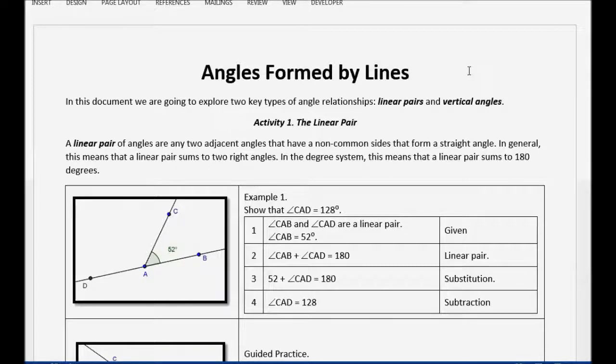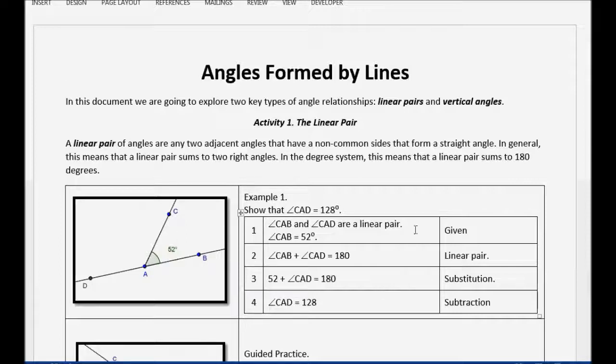Today we're going to be looking at angles formed by lines, and we're going to start off with the linear pair. A linear pair are two adjacent angles that have non-common sides that form a straight line, and in general this means that a linear pair sums to two right angles. In the degree system, a linear pair sums to 180 degrees.